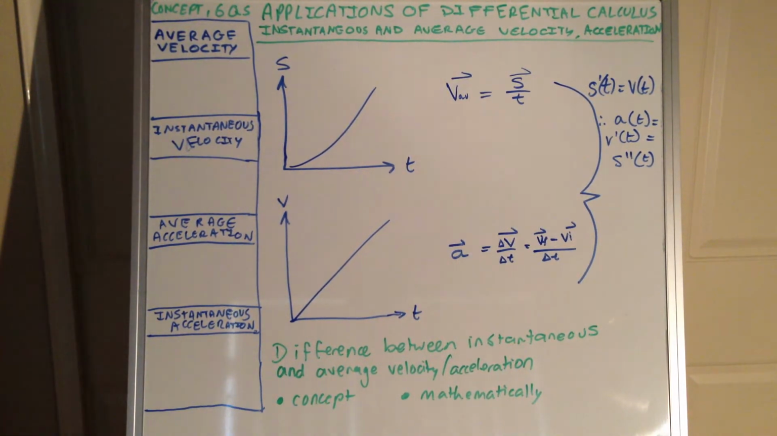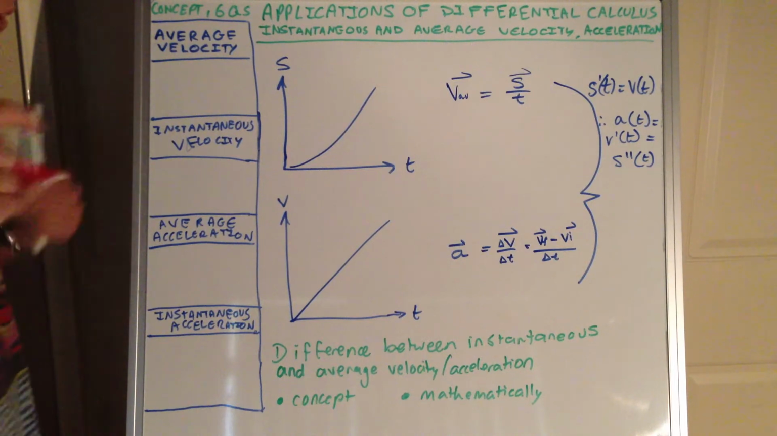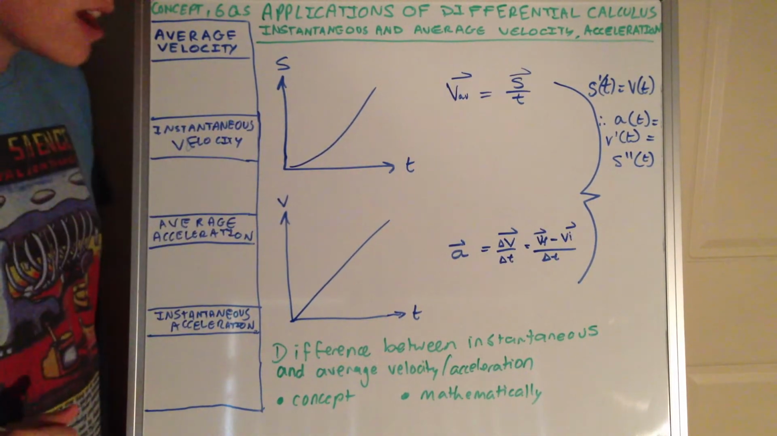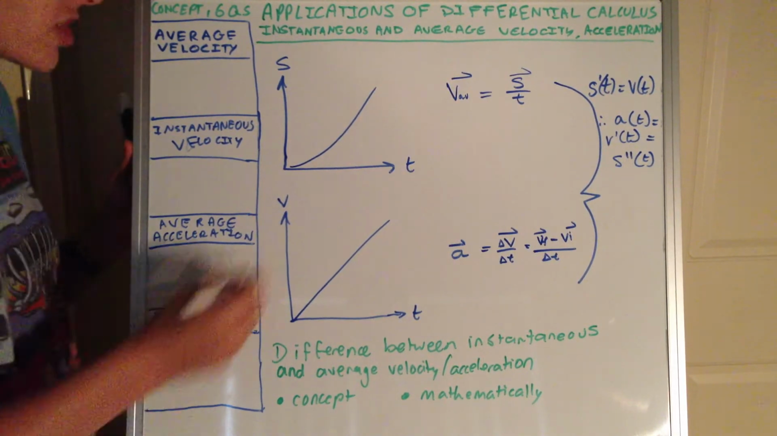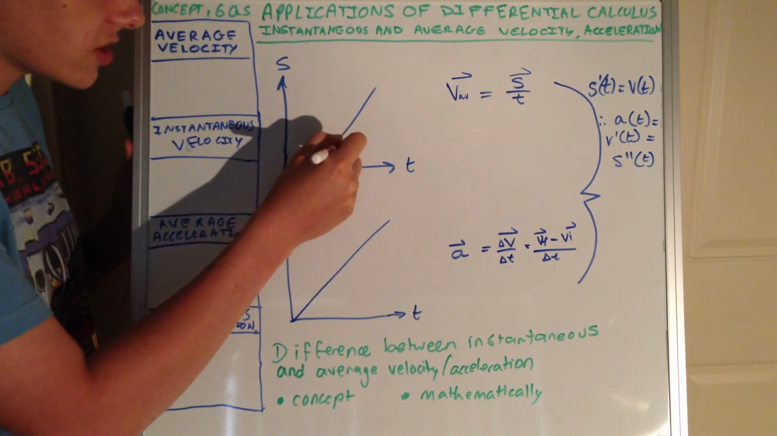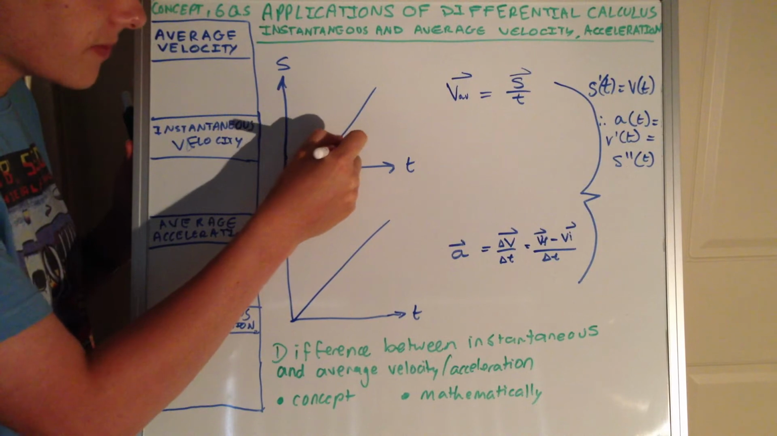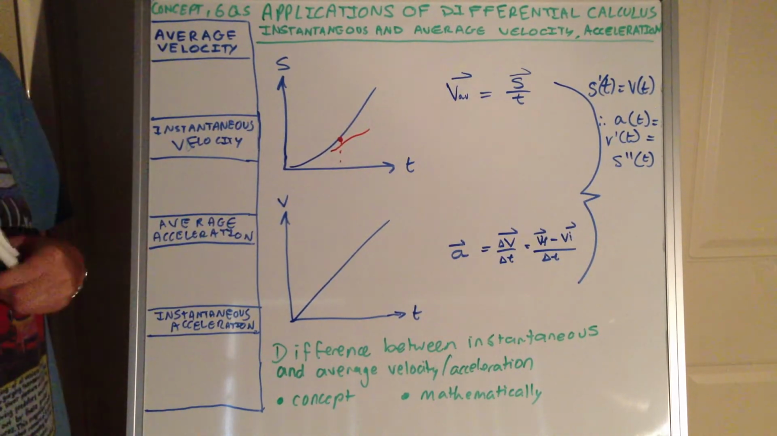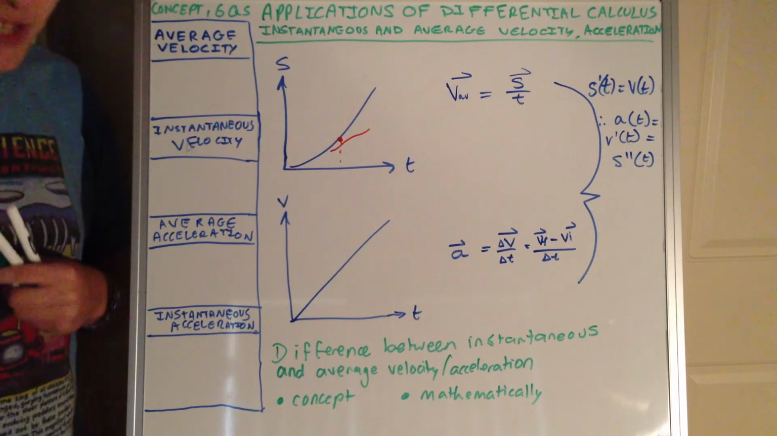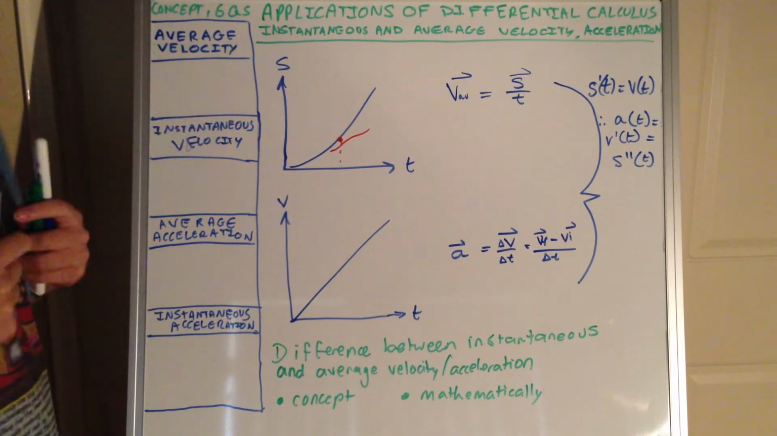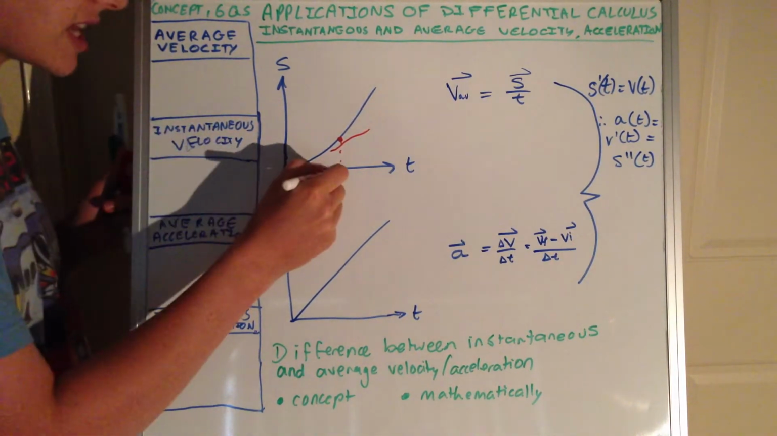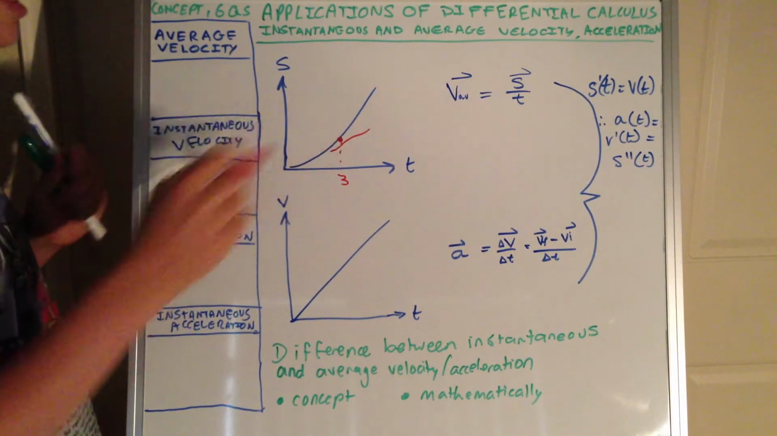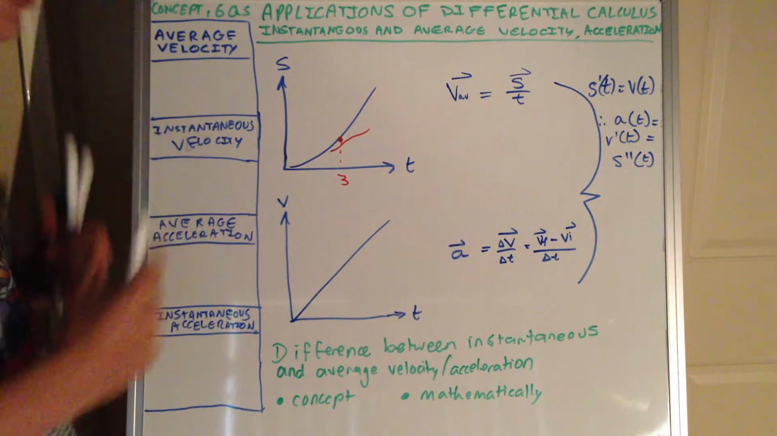Okay, so first off, I've gone ahead and drawn on the board a displacement against time graph, an ST graph. The first thing you should know is that the gradient at a given point on that particular function is the instantaneous velocity for that given time value. Say that was t equals 3, for example, that would be the instantaneous velocity, the gradient of the tangent to that point.